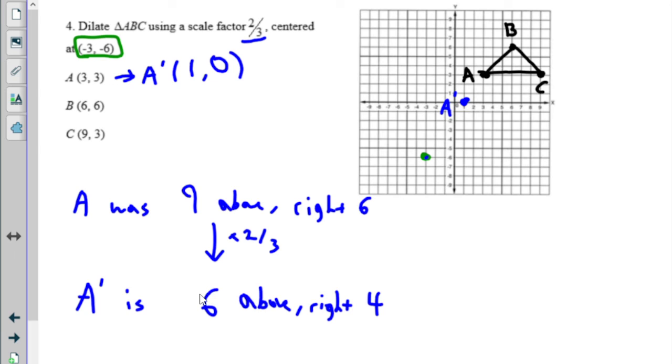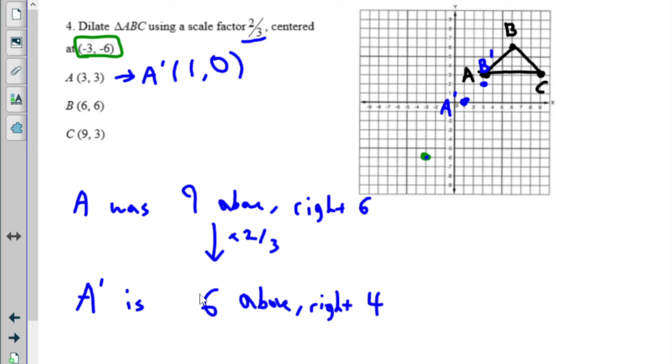Okay, now to talk through point B and C real quick. Point B was up 12 and to the right 9 from that green point. Up 12 and to the right 9. So instead of up 12, 2/3 of that would be up 8. And then to the right 9, we're going to take 2/3 of that and go to the right 6. So we're going to wind up here is B prime.